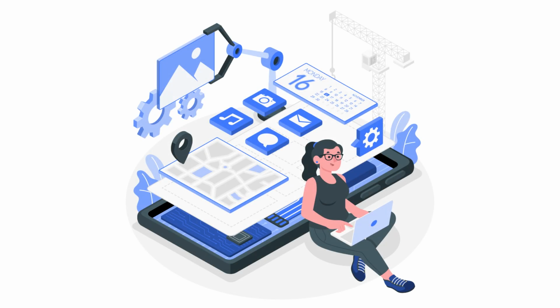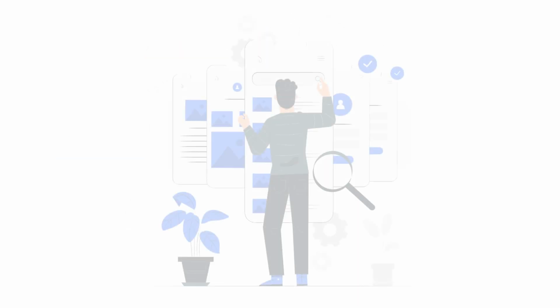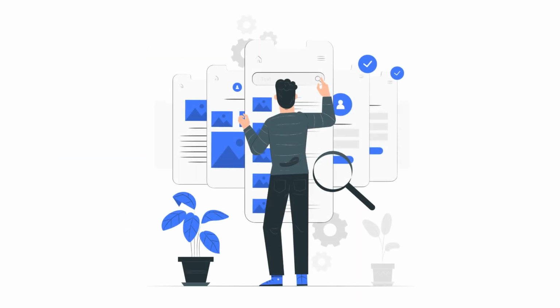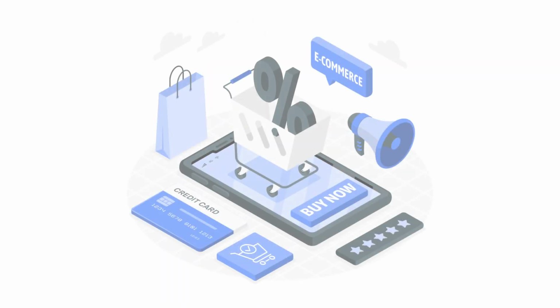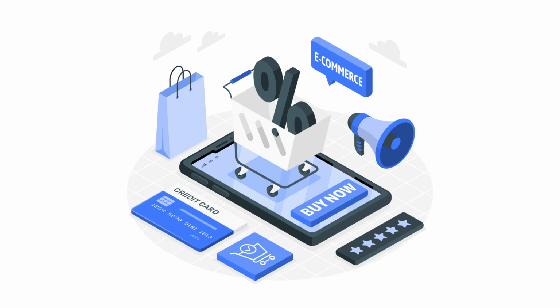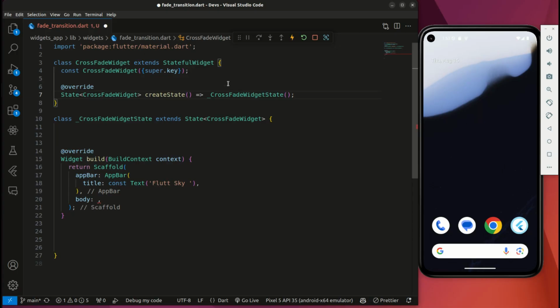Let's get started. What is AnimatedCrossFade? AnimatedCrossFade is a widget that crossfades between two given children and animates itself between their sizes. It's perfect for transitioning between two states of a UI component. For this demo, I'll be using the crossfade animation for an add to cart feature. Let's dive into a practical example to see how AnimatedCrossFade works.